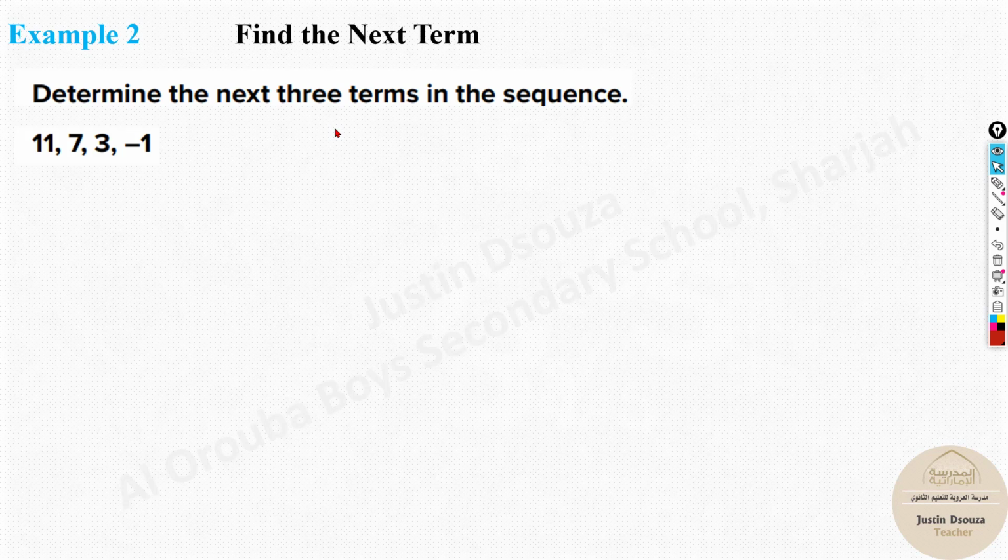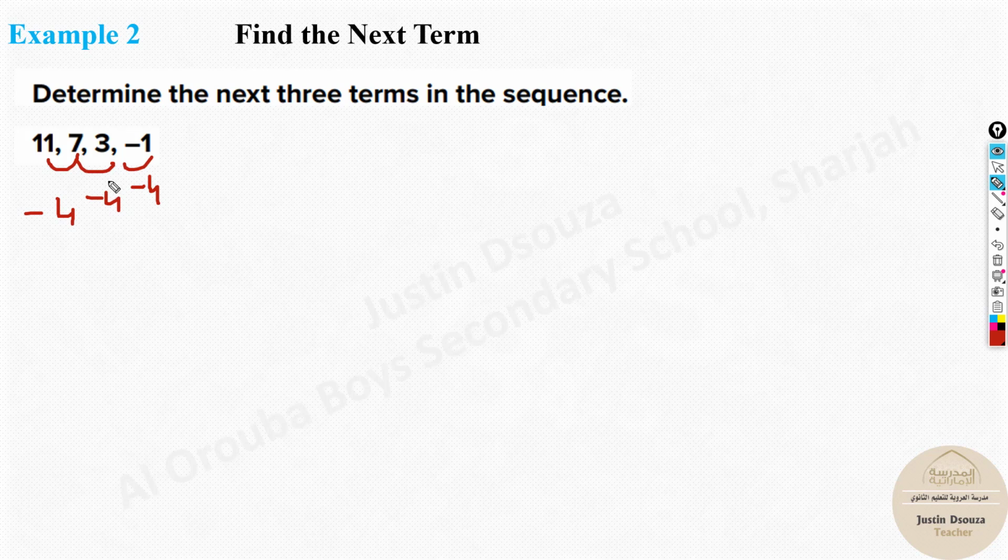Now here they have not asked us to find whether it's an arithmetic sequence or not. That means it is an arithmetic sequence. They have told us to find the next few terms, the next 3 terms. So how do we do that? Now from 11 to 7 you can see the difference is 4. It's -4. Again it's -4, -4.